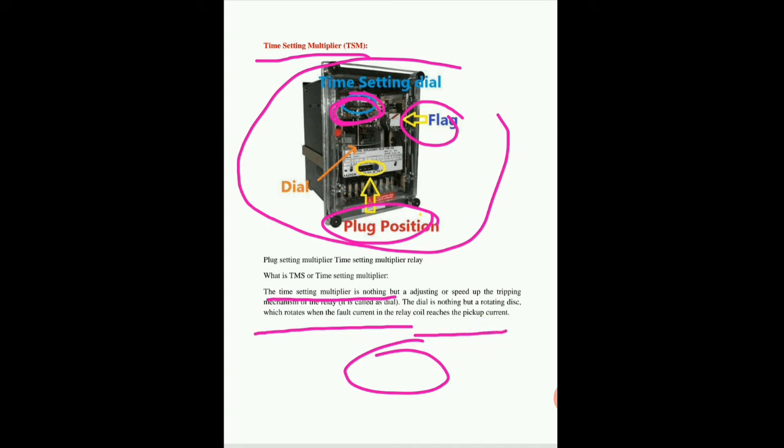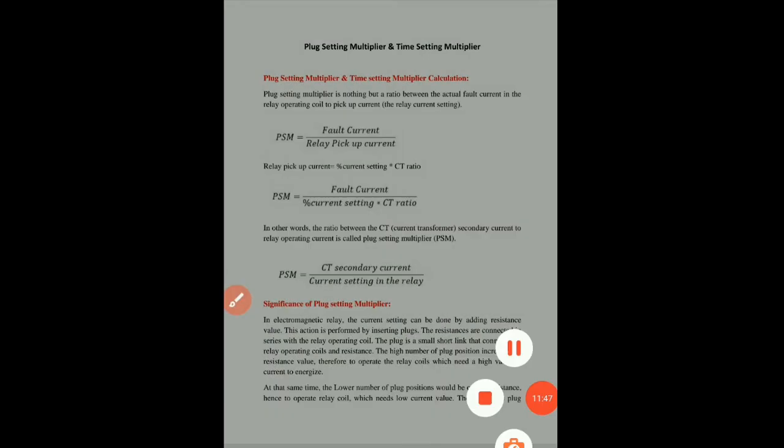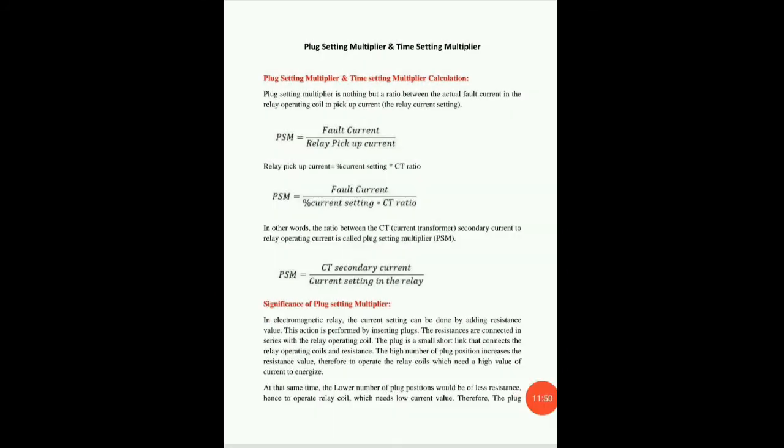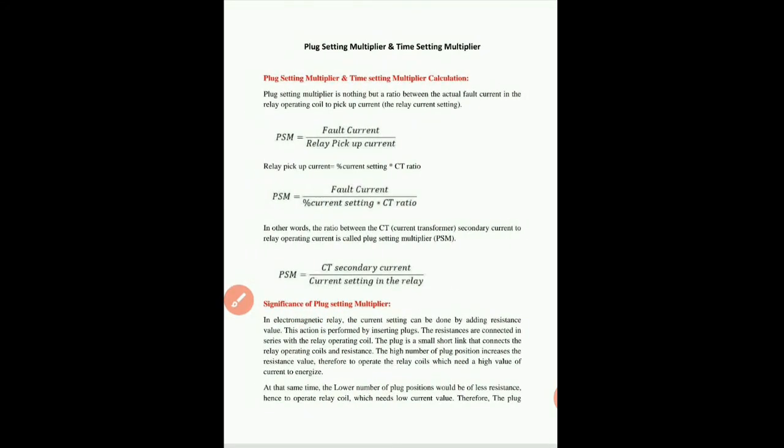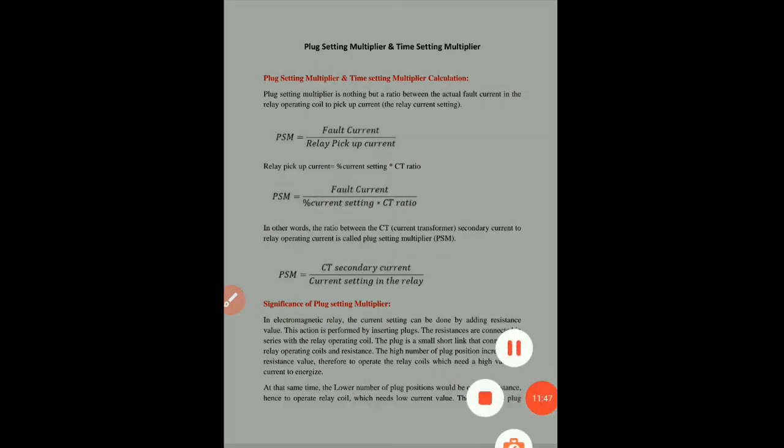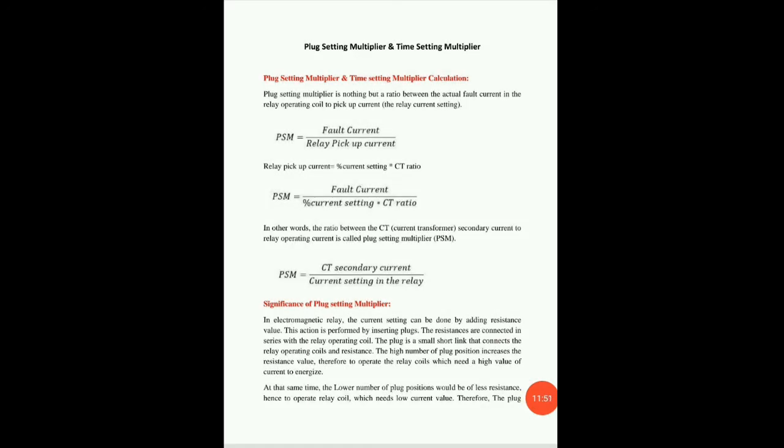Actually the dial is nothing but a rotating disc, which rotates when the fault current in the relay coil reaches the pickup current. If there is any fault, then this will rotate. So this is about the time setting multiplier.